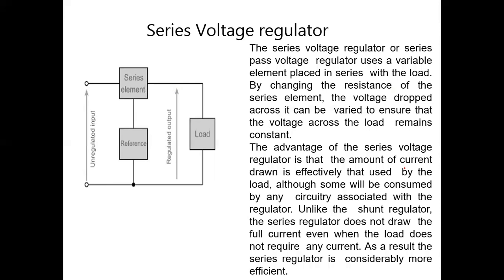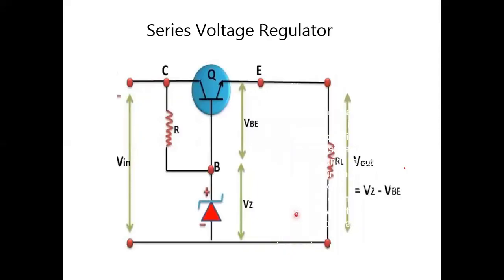So this series voltage regulator, or series pass voltage regulator, uses a variable element placed in series with the load. By changing the resistance of the series element, the voltage dropped across it can be varied to ensure that the voltage across the load remains constant. The advantage of this series voltage regulator is that the amount of current drawn is not affected by that used by the load. So this is the model of the series voltage regulator.